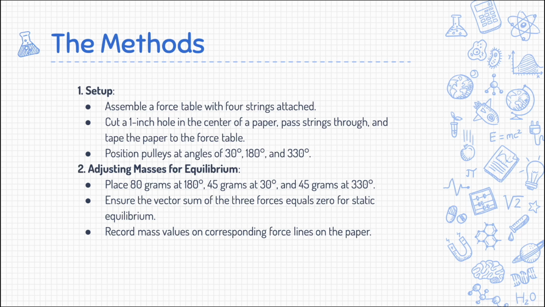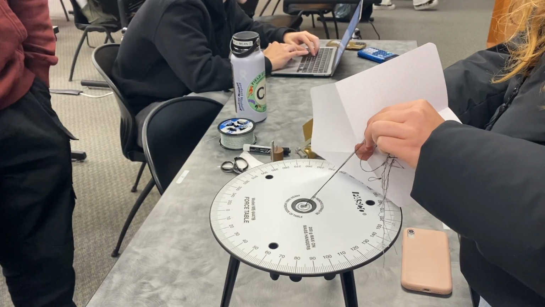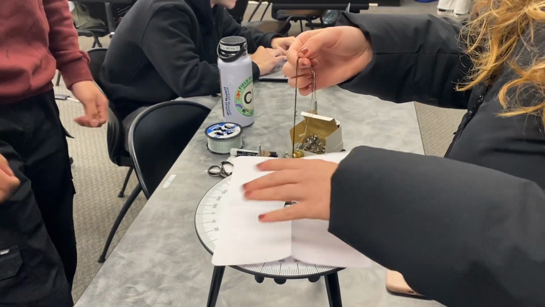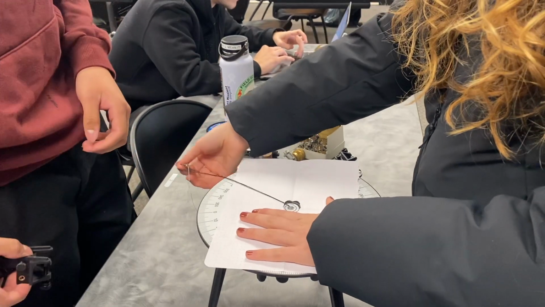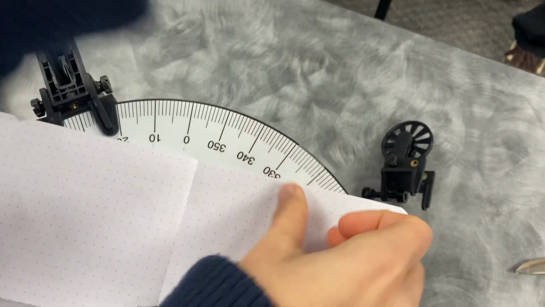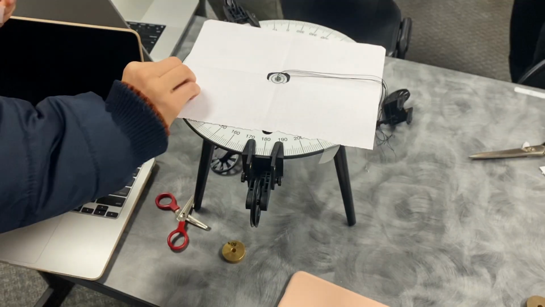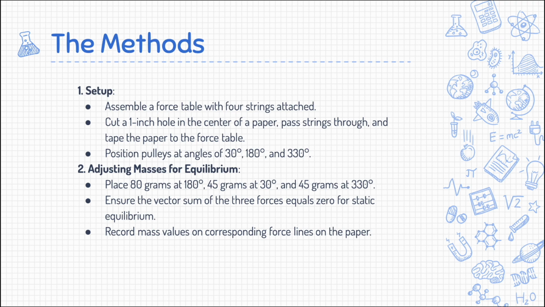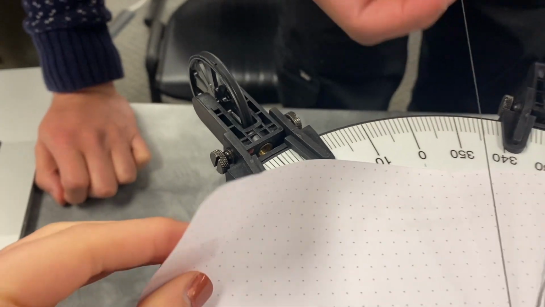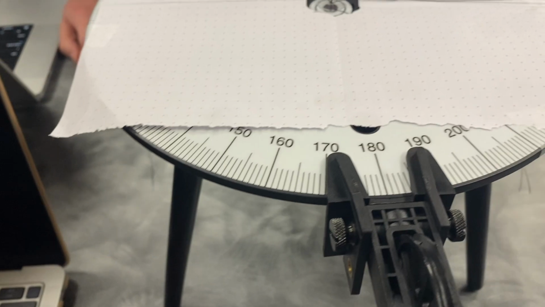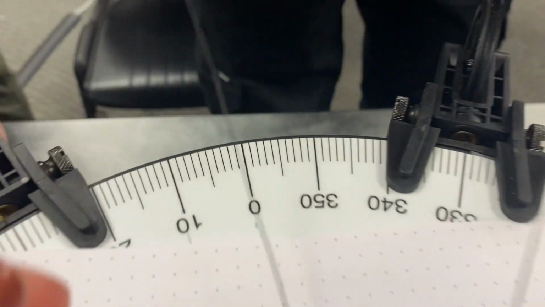To begin the methods of our lab, we set up a force table with 4 strings attached, then cut a 1-inch hole in the center of the paper, passed the 4 strings of the force table through the hole in the paper, and taped the paper down to the force table. We then positioned 3 pulleys at angles of 30 degrees, 180 degrees, and 330 degrees.